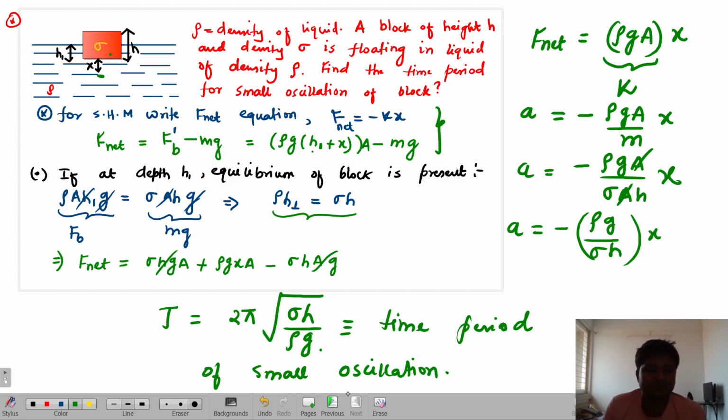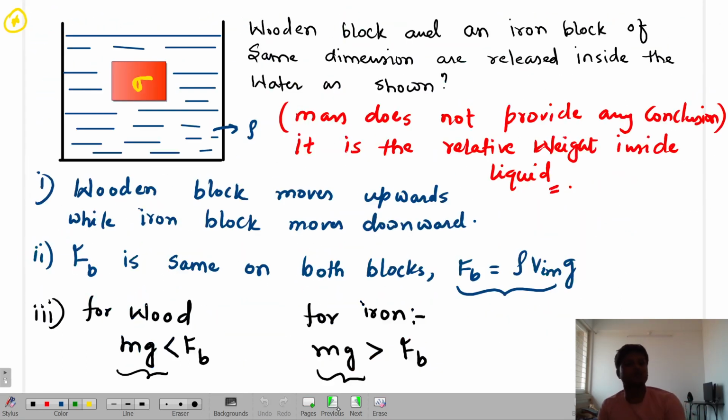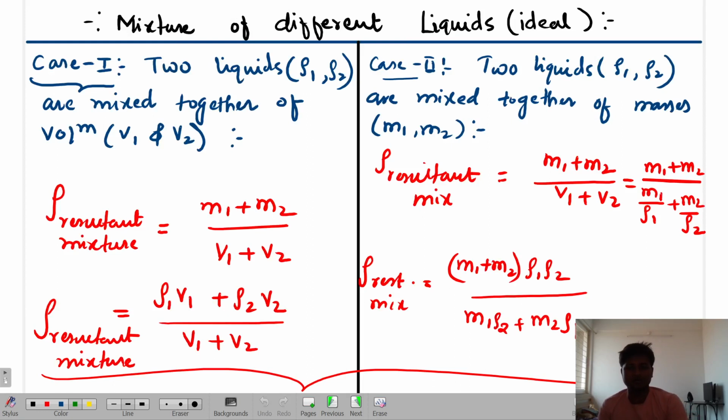Okay, so this was Archimedes principle. Still some more questions are left, which we will do tomorrow at 9:30 p.m., isn't it?